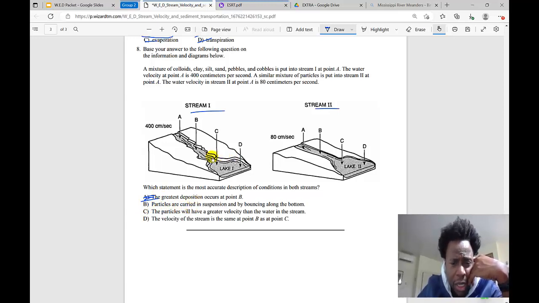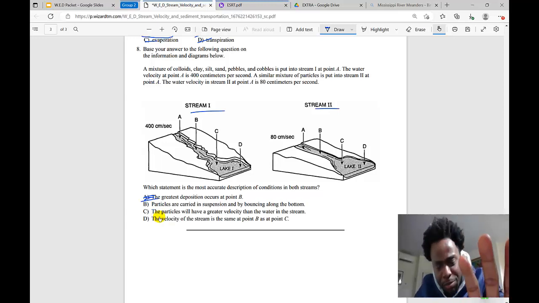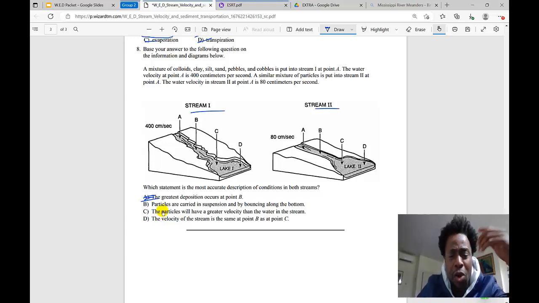Yeah, that's how typically any river, regardless of the velocity, carries all its sediments: by suspension, by saltation, by traction or rolling, and by solution. Option C, the particle will have greater velocity than the water in the stream. No, the particle cannot have a higher velocity. It is the water that is pushing the particle, so they will have similar velocity, or the water will even have a higher velocity than the particles. So definitely not option C.